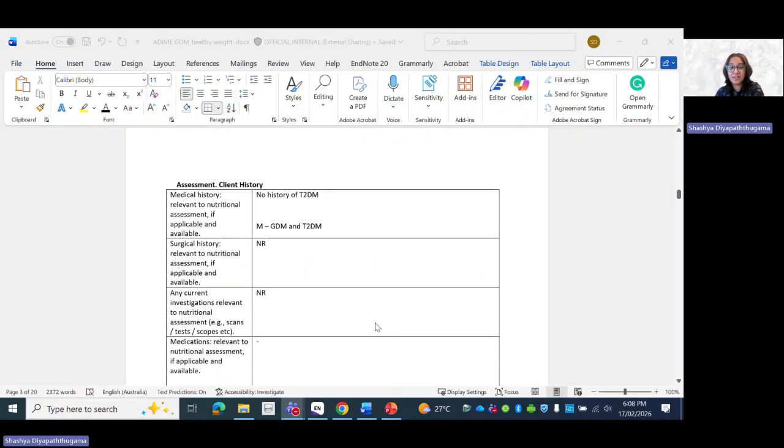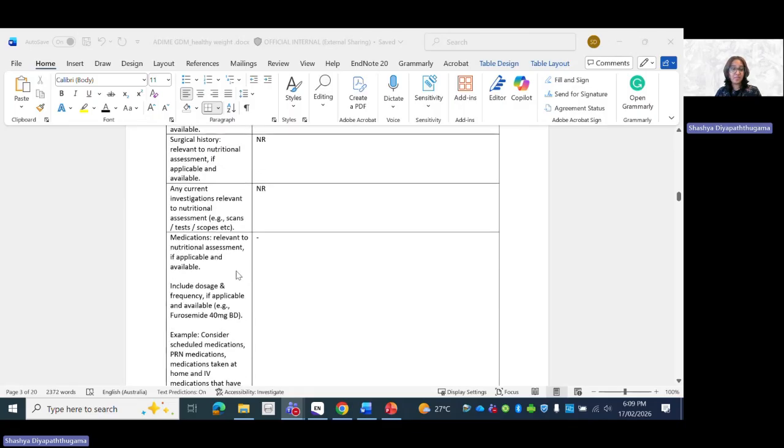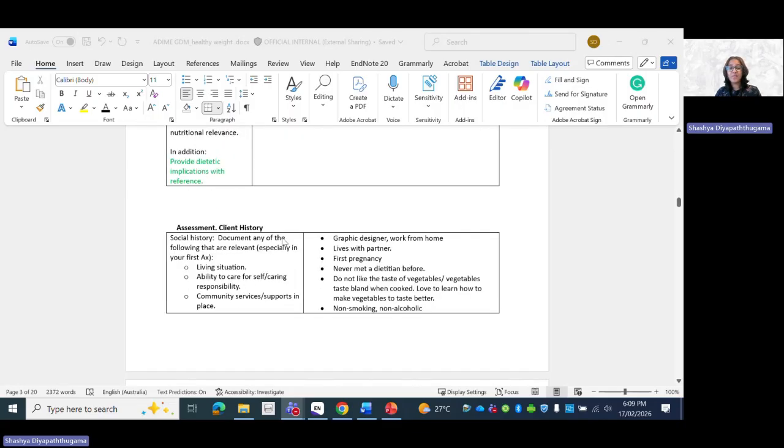Then looking at her client history, medical history, she doesn't have a history of type 2 diabetes mellitus previously, but her mother was diagnosed with gestational diabetes and type 2 diabetes as well. She doesn't have a surgical history. Then going ahead, we have her social history. So it tells us that she is working from home and she lives with a partner, and this is her first pregnancy, and she has never met a dietitian before.